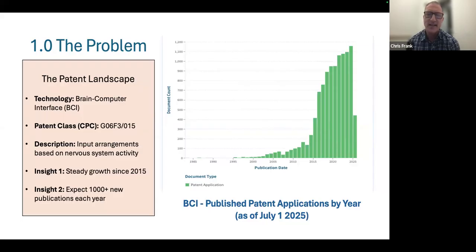So we can guess that every year we're going to be in a space that has about 1,000 new patent filings per year. So if we're filing 5 to 10 patent applications into a world of 1,000 patent applications, is that a good number? Is 5 a good number? Is 10 a good number? That's what we're going to find out as we look at this landscape a little bit here.